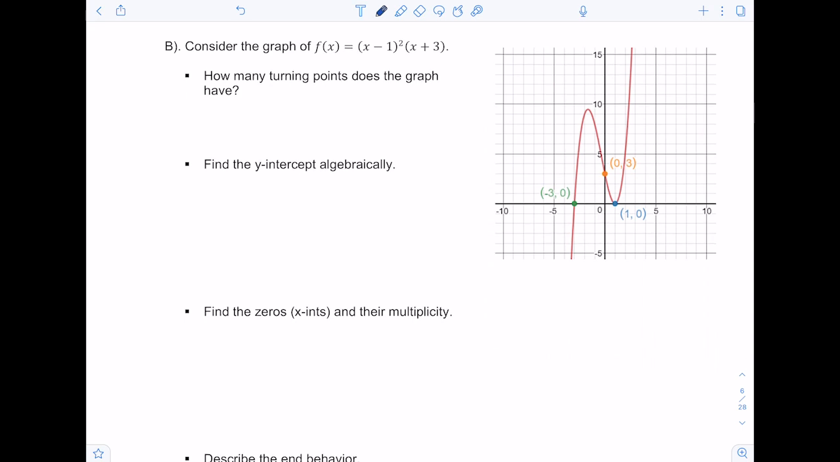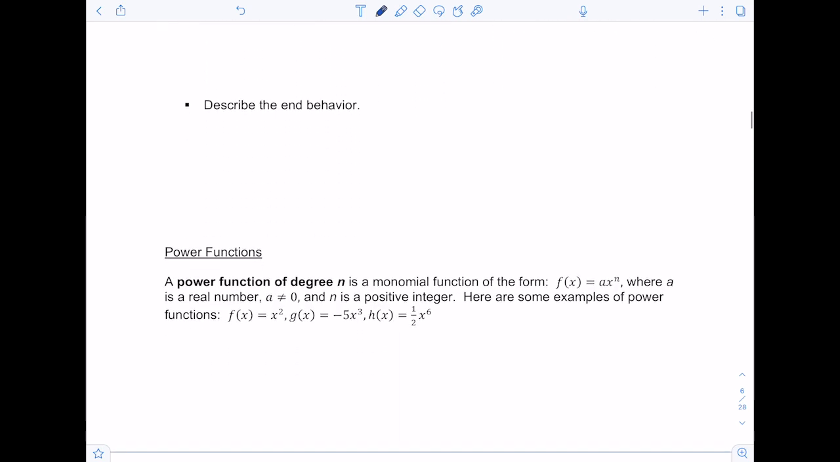And in this last problem here, we have a function, okay? And again, you can try this on your own, looking at the examples from above. So you want to talk about how many turning points this has. You want to find the y-intercept algebraically. We talked about all of that in the last chapter and before. Find the zeros or the x-intercepts and their multiplicity, and then discuss the end behavior as well.